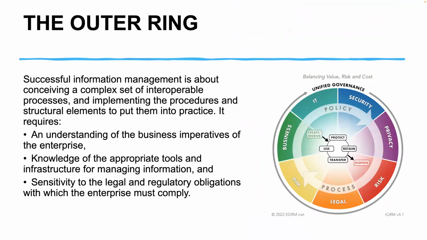So in the outer ring, we have unified governance, right? So that is the idea around the entire business. The unified governance is you're understanding what the business goals are, you're understanding the business processes, you understand the tools and the legal obligations involved. And so all of that comprises the unified governance and involves all the different groups in the organization.